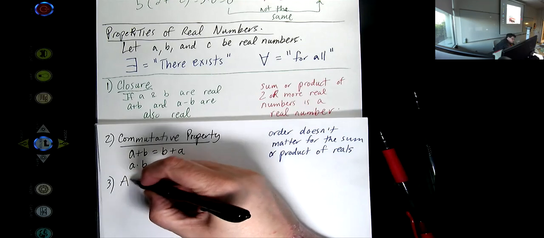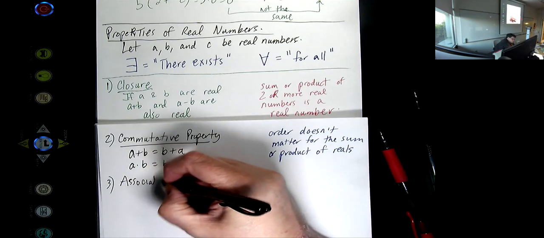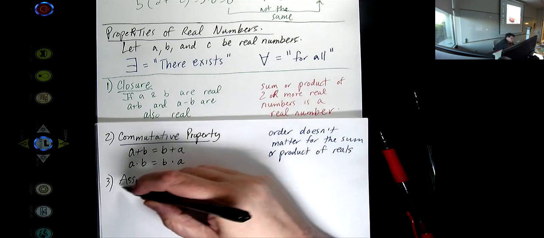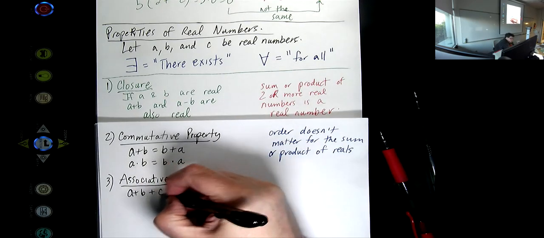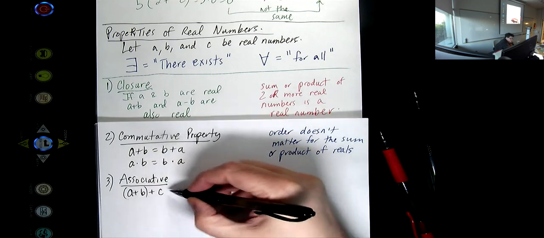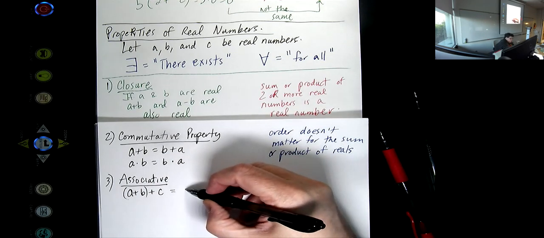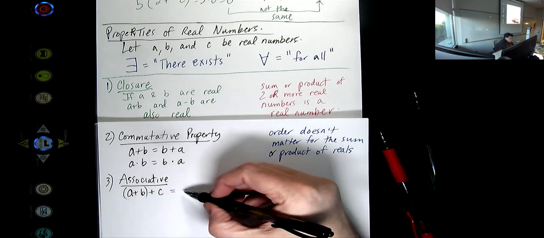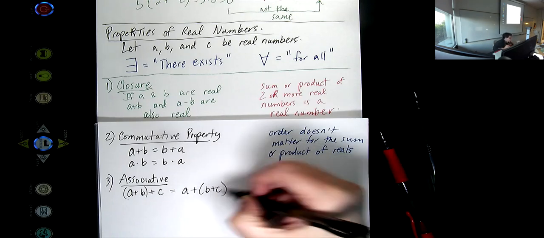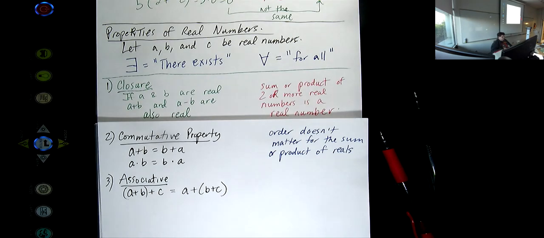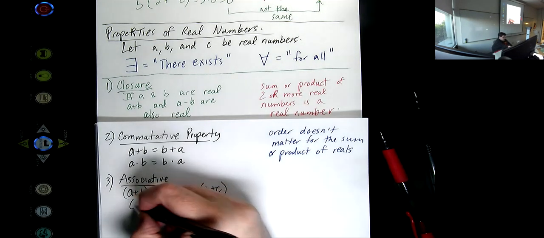The other one that we use a lot is the associative property. That's if you've got 3 things being added together, you can add them in any order. Like I could add A plus B first and then add C. And that's the same thing as adding B plus C first and then adding A. And this also works with multiplication.